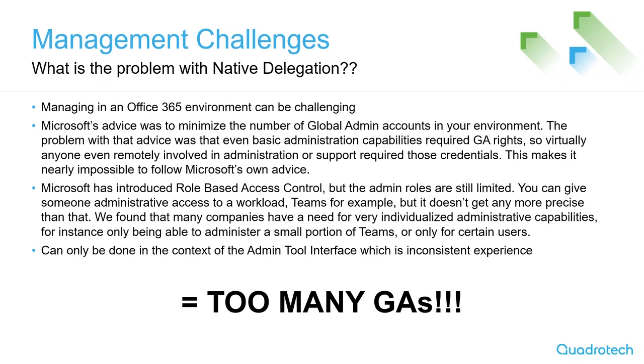So, the RBAC capabilities within Office 365 are primarily written to hit the biggest number of people they possibly can. So they're simplified and idealized, but you can't get any more precise. In a large environment, you want very granular rights. From that perspective, it continues to lead to too many global administrators, and we'll talk about how to get around that management constraint.